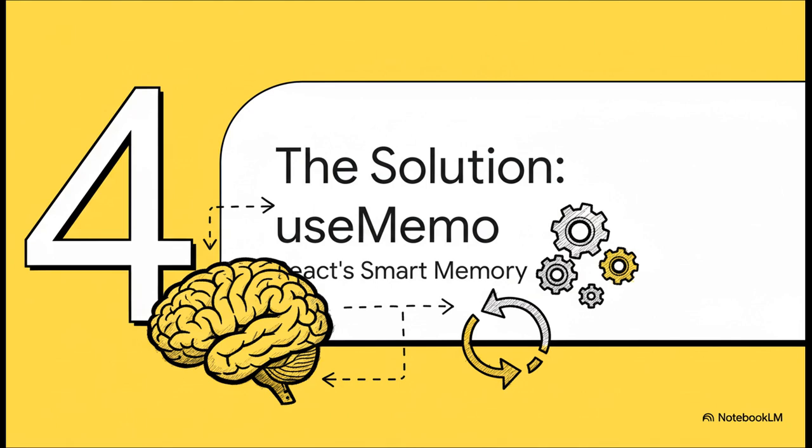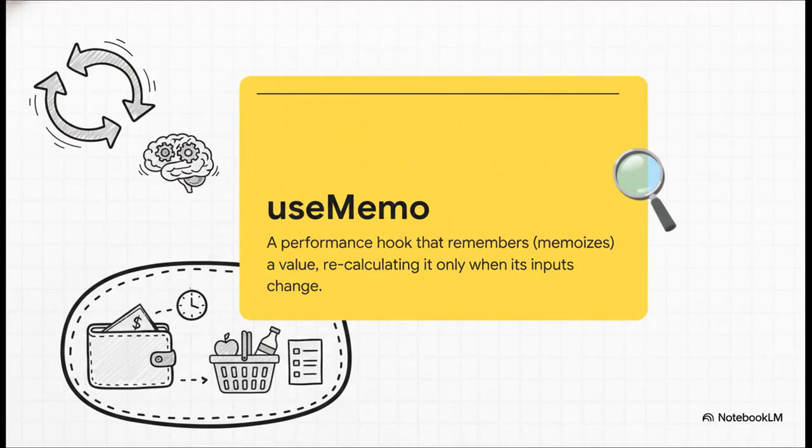Well, let's bring in the solution. The useMemo hook. So what is it really? useMemo is a hook that basically lets you save or cache the result of a calculation between re-renders. It remembers the value, and it will only give you a new one when one of the things it specifically depends on has actually changed. It's our wallet analogy come to life.